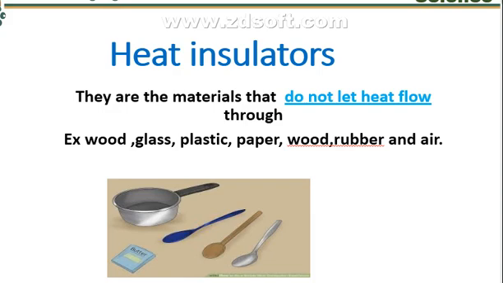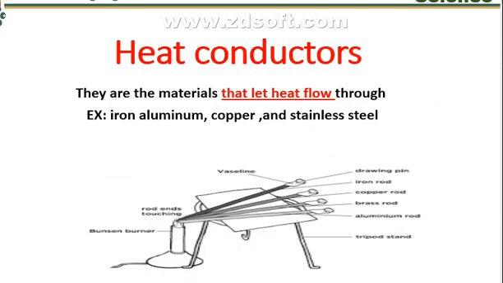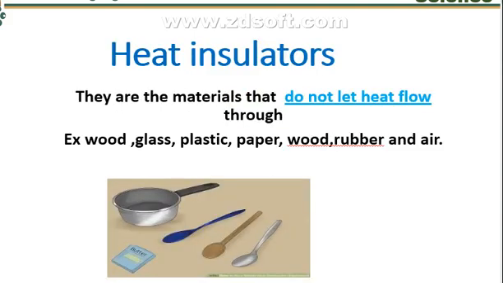Then we will learn about heat insulators. What's the meaning of heat insulators? They are the materials that do not let heat flow through. It is the opposite of heat conductors. Heat insulators do not let heat flow through. Examples are wood, glass, plastic, paper, rubber, and air. They are all heat insulators.